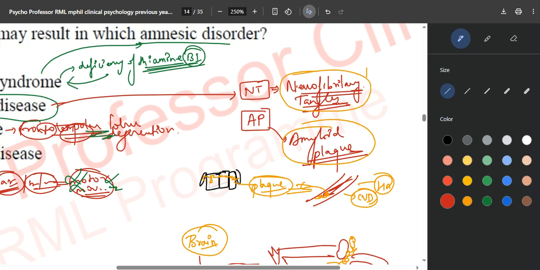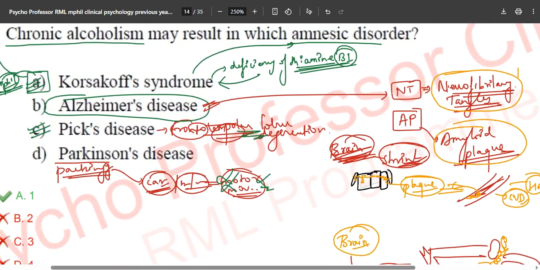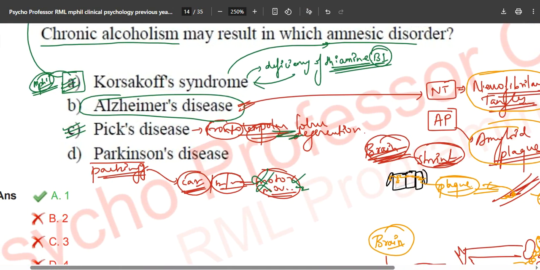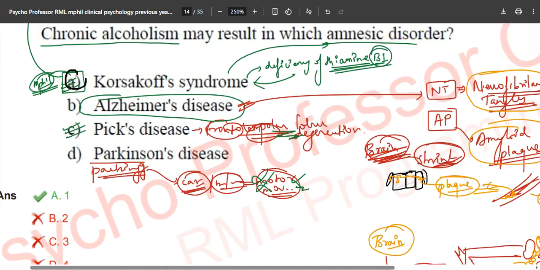And what is happening in Alzheimer's, your brain starts to shrink. Your brain will start shrinking because of Alzheimer's, and all that memory loss and all those things will come into picture. Okay, so I hope you got everything from here, and you are good to go now for the upcoming examination. With this, we'll end this video. The correct answer over here is option number A, Korsakoff syndrome.